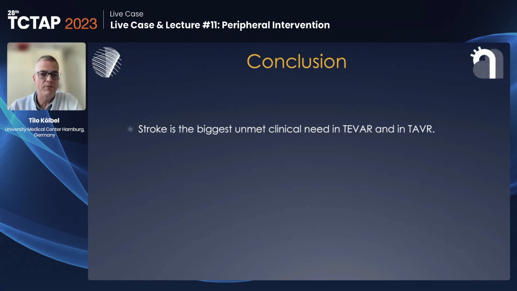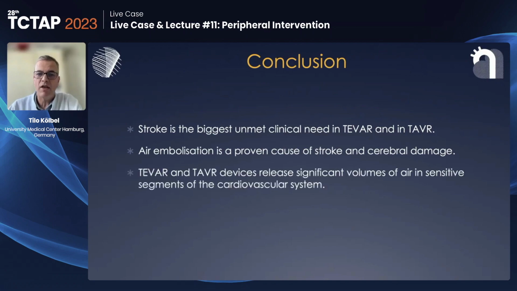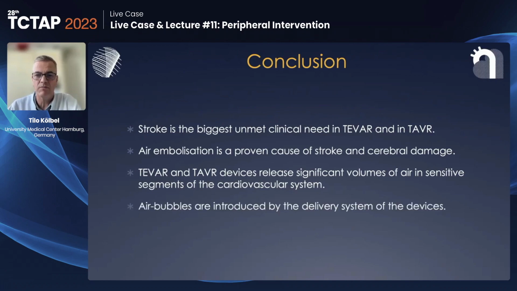Let me conclude. Stroke is the biggest unmet clinical need in TAVR and in TEVAR. Air embolism is a proven cause of stroke and cerebral damage. TAVR and TEVAR devices release significant volumes of air in sensitive segments of the cardiovascular system. Air bubbles are introduced by the delivery system of the devices, and air embolization can be easily reduced by carbon dioxide flushing. Thank you very much for your attention.